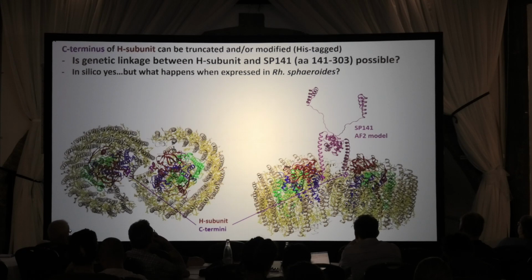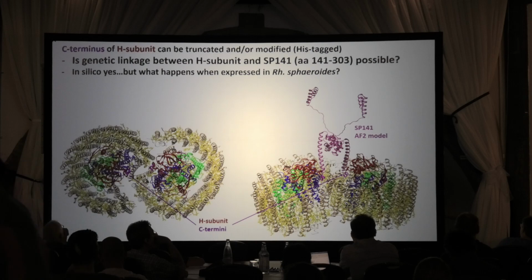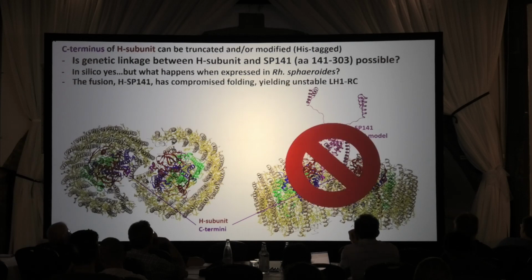So we tried to link it to the scaffold, and here is the AlphaFold model of the SP141 half scaffold, which is used in the assembler. And you can see that the C-terminus of the H subunit is red here. It links pretty well when modeled in silico. This is the dimer of the scaffold, so we thought, well, this is a good bet. And guess what? It wasn't, because this is a membrane protein. So if you link it, the H subunit is critical.